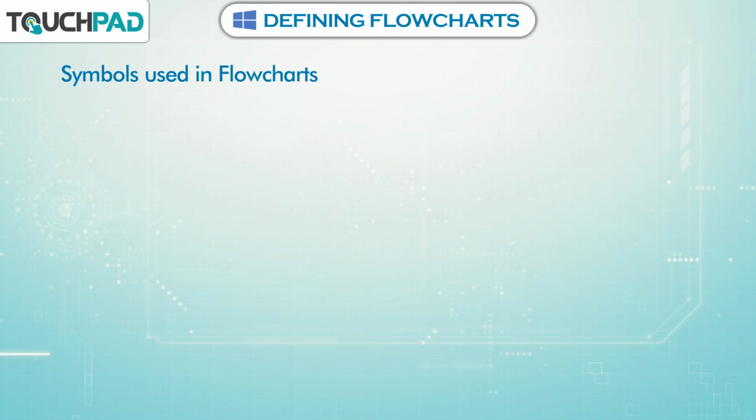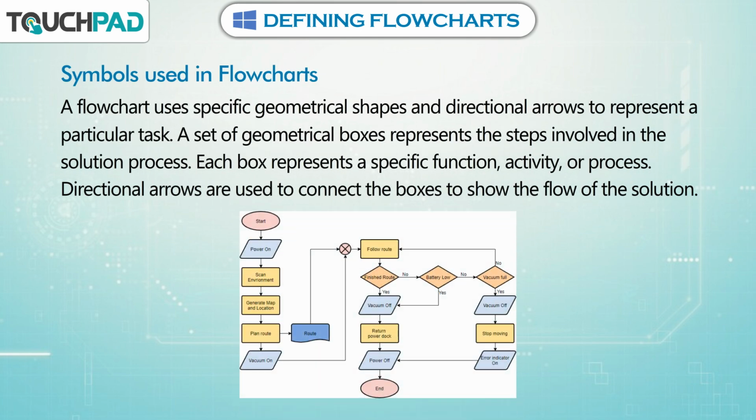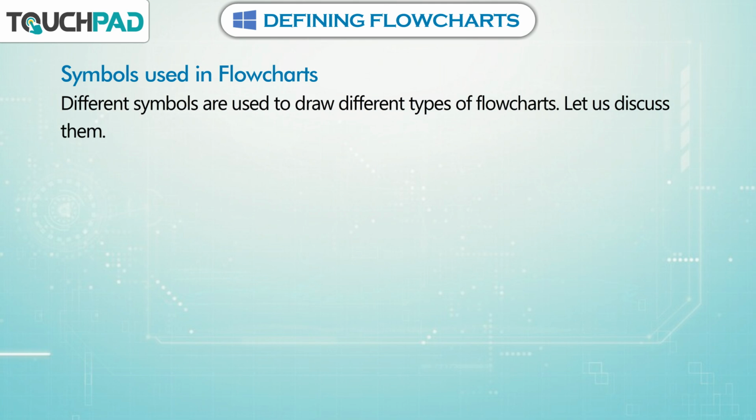Symbols used in flowchart. A flowchart uses specific geometrical shapes and directional arrows to represent a particular task. A set of geometrical boxes represents the steps involved in the solution process. Each box represents a specific function, activity, or process. Directional arrows are used to connect the boxes to show the flow of the solution. Different symbols are used to draw different types of flowcharts.